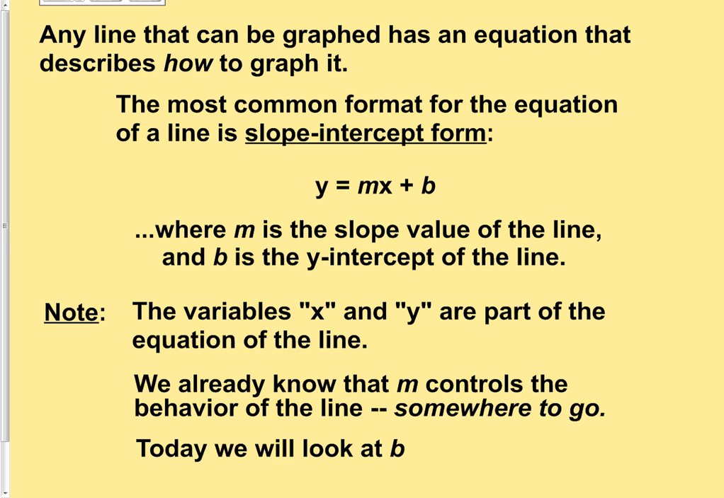Today's focus is the y-intercept value of the line, which is b. We're going to need that in order to complete the equations of the lines, and that is going to provide the line with somewhere to start. If a line knows where it is supposed to start and then it knows where it is supposed to go, then that is everything that the line needs to know in order to do what it does.